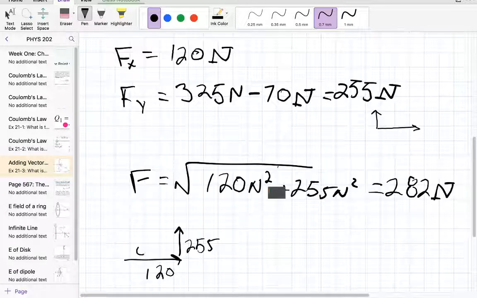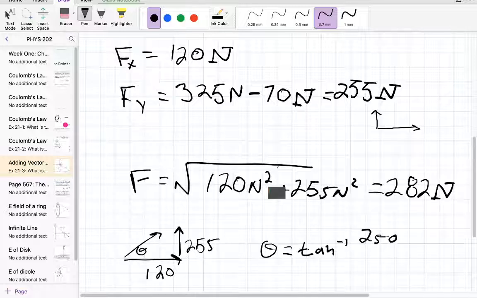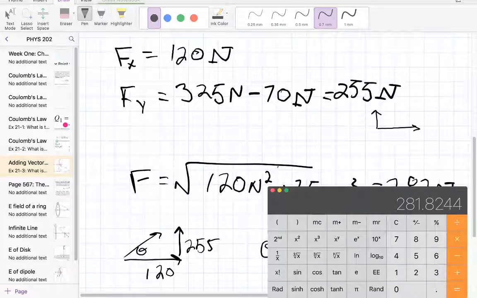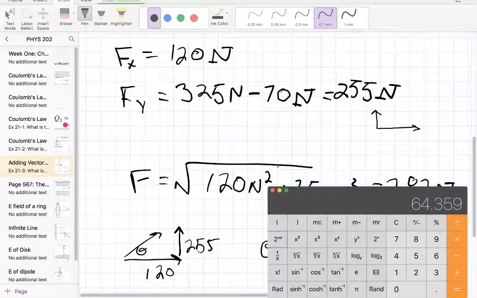I haven't drawn this to scale. This angle, theta, is going to be equal to the inverse tangent of 255 over 120. Let's see if I know how to do that on this weird little on-screen calculator. Clear. So 250 divided by 120 is going to be a little more than 2. And if I want the inverse tangent of that, I get 64-ish degrees.